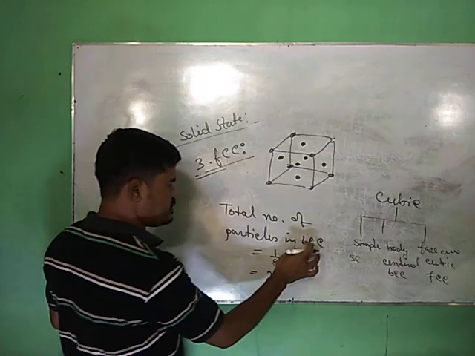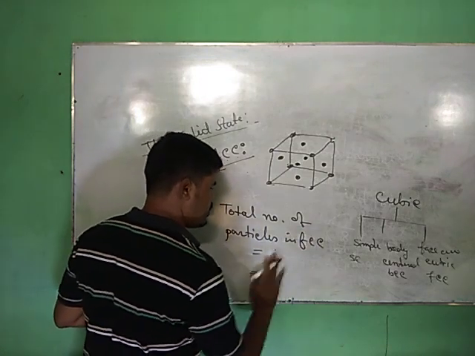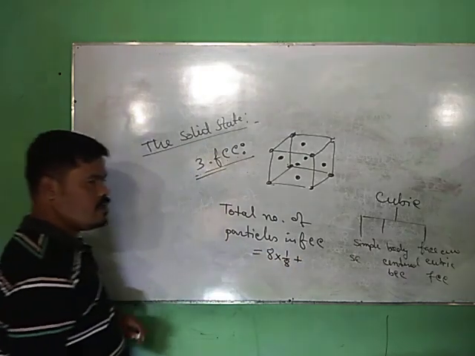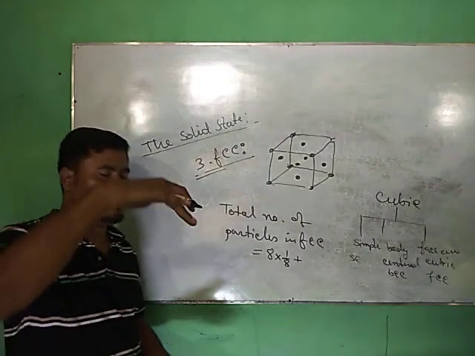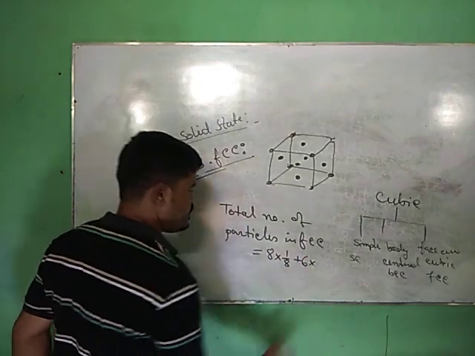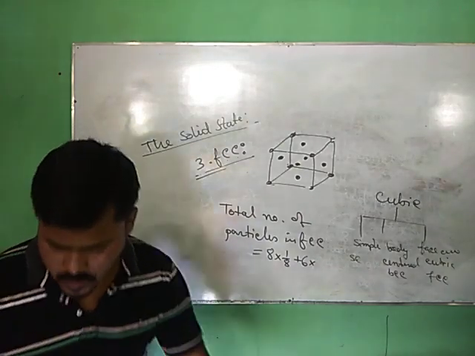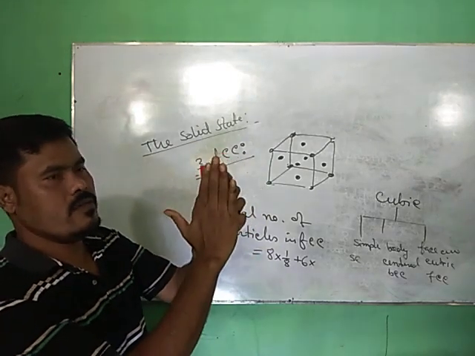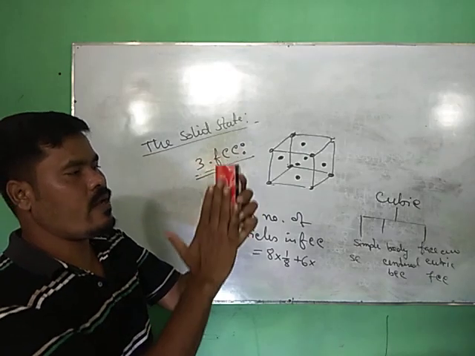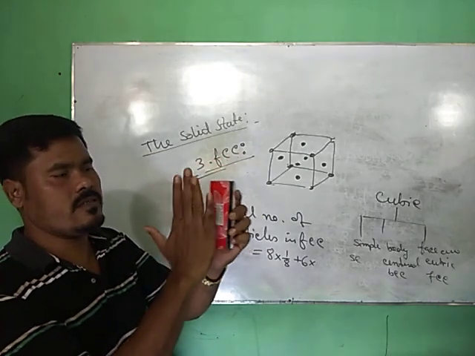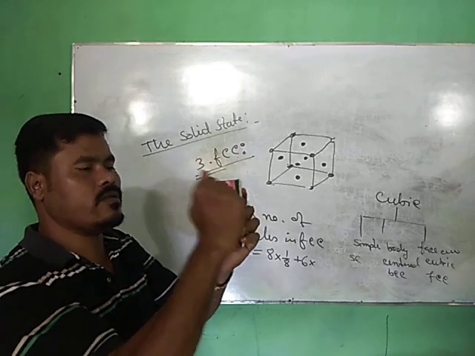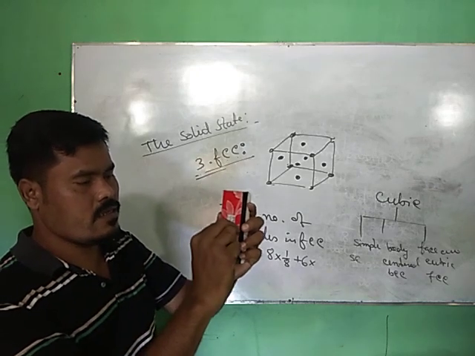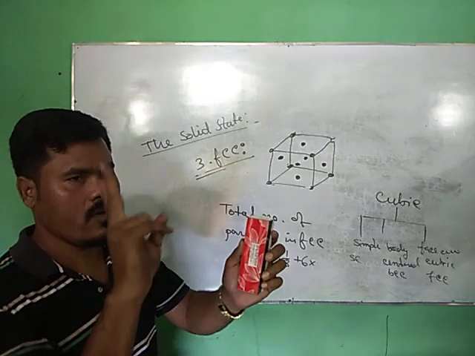Now the total number of particles in FCC we can calculate. One-eighth of the particle from each corner, plus the particles at the centers of the faces: the walls, the ceiling, the floor. The center of a face is shared by two unit cells.